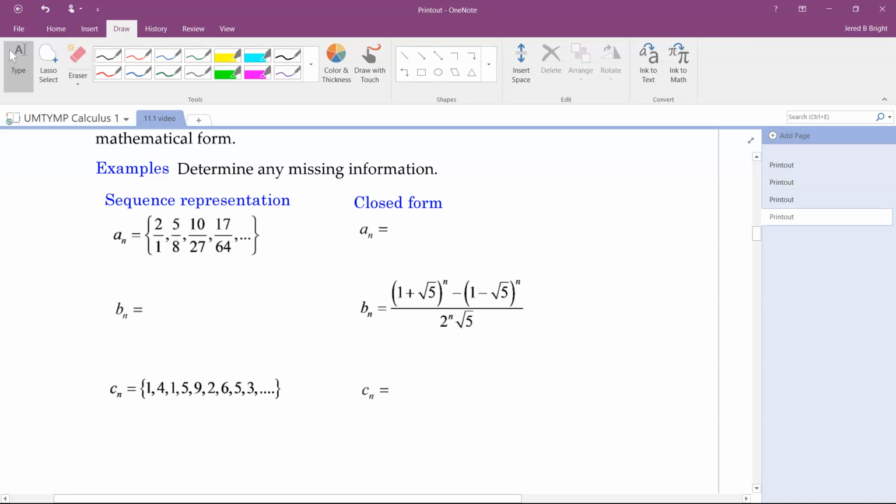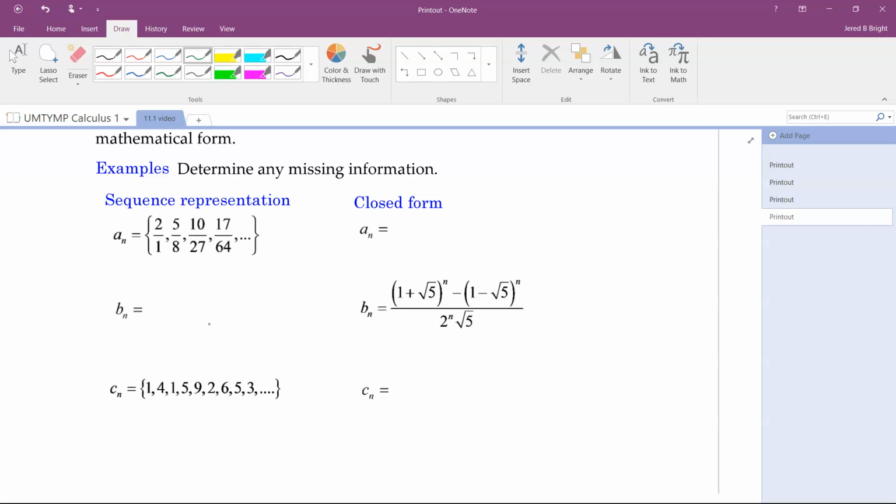So what I want you to do right now is pause the video, and for each of these, see if you can fill in the missing spots. For sequence a_n, see if you can come up with a closed form or a formula representation for it. For b_n, see if you can figure out what the sequence representation might be, so how you would describe it informally. And then for c_n, again, look for that closed form.